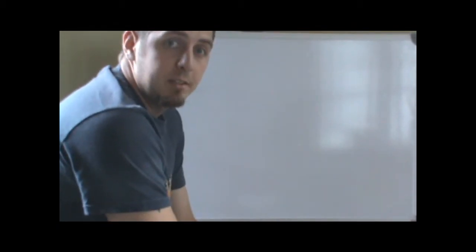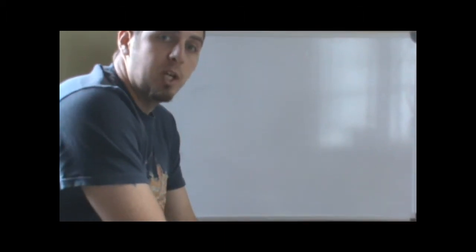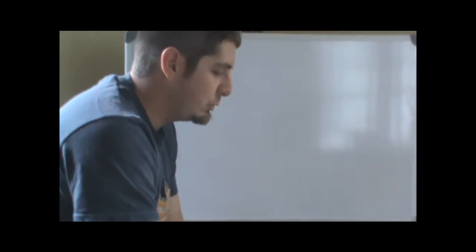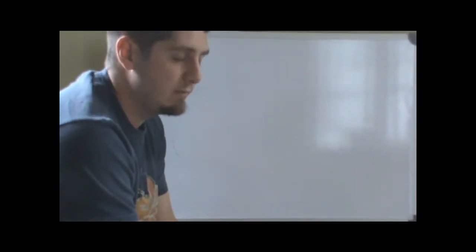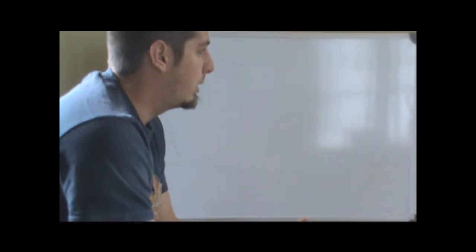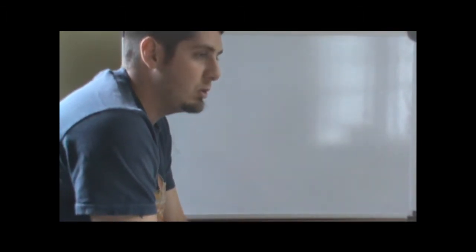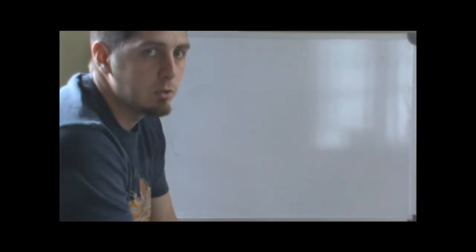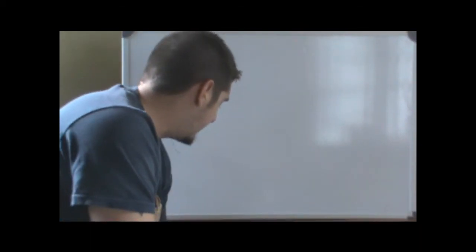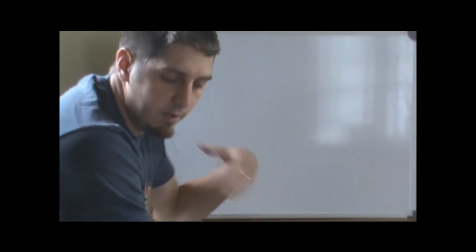Hi, I'm Mr. Kangas, and today we're going to be talking about Chapter 2, Section 2, adding integers. When it comes to adding integers, there are really two types of problems you're going to see. You're going to see problems that have the same signs and problems that have different signs. And again, when we're talking about integers, we're talking about positive numbers and negative numbers. So we're going to have addition problems that have both positive and negative numbers in them.